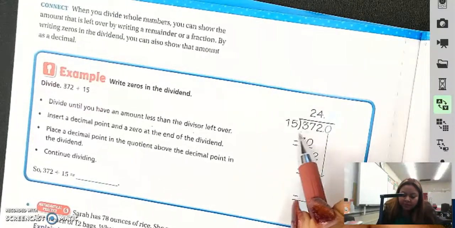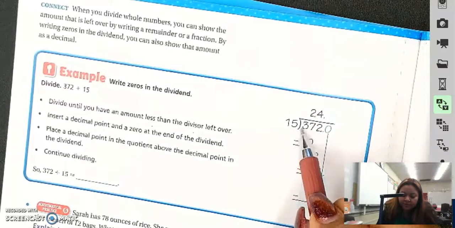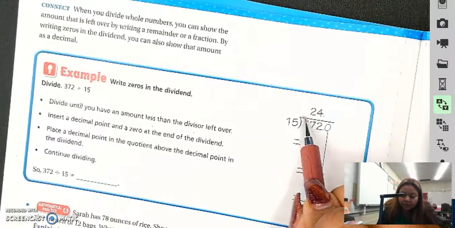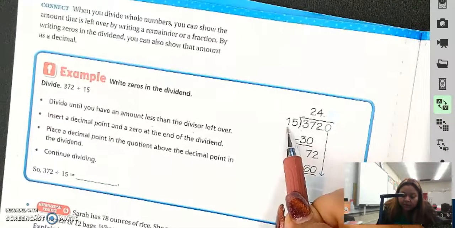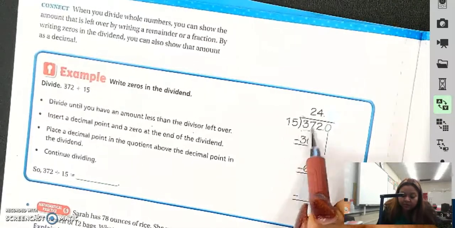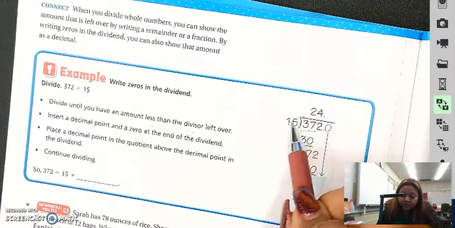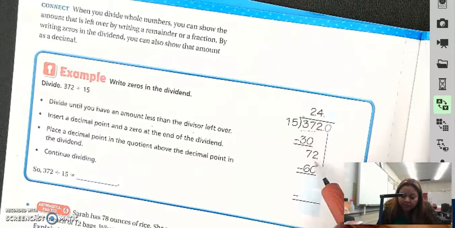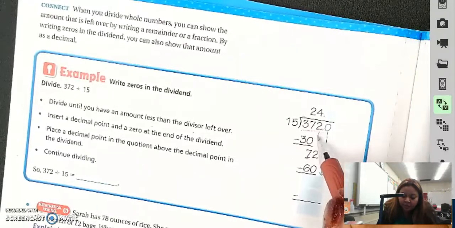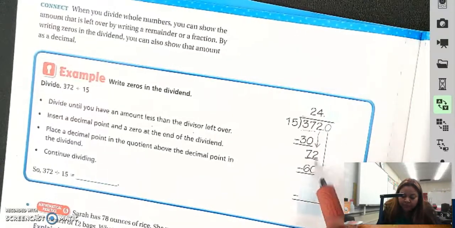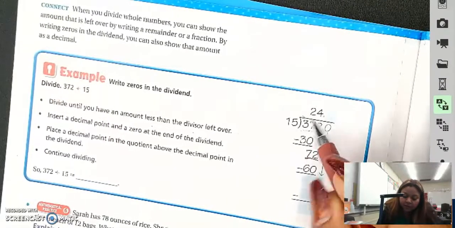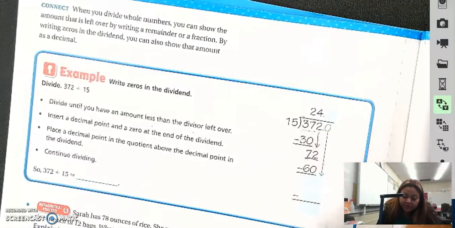But what they did here is 37. We can't fit the 15 in the 3, so that's why this space is blank. But we can fit the 15 into 37, and we fit it twice. So 2 times 15 equals 30. Then we subtracted. 37 minus 30 was 7. We brought down the 2, so that gave us 72. And then we divide again, 72 by 15.